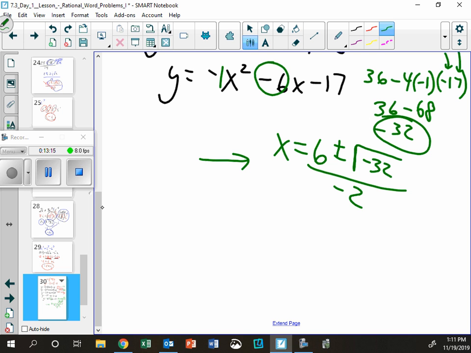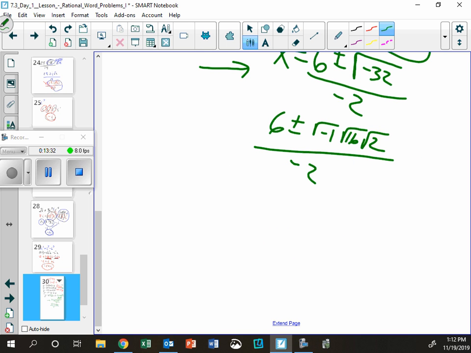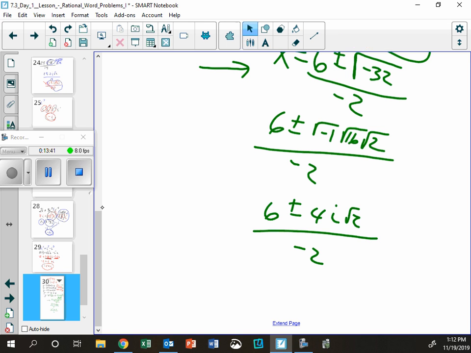So there's a lot of steps, a lot of chances to mess up. 6 plus and minus. I'm going to make it 3 square roots because I like that way. And this is negative 1. 8 times 4 makes 32. Is there anything better? Yes, there is. Who knows what it is? 16 and 2. And that's going to make a nice round 6 plus and minus 4i root 2 all over negative 2. Finish it from there.